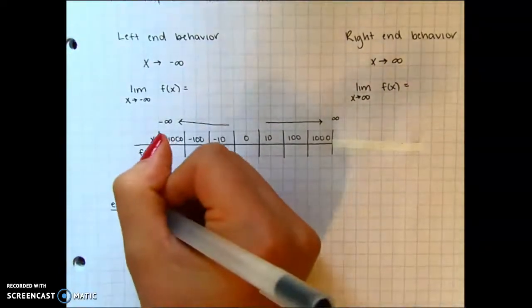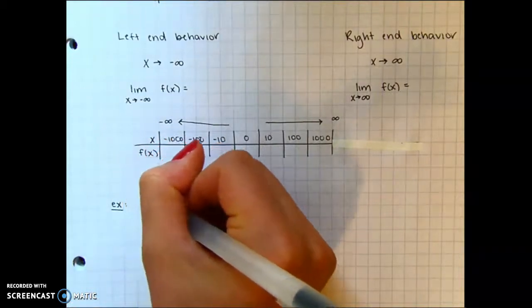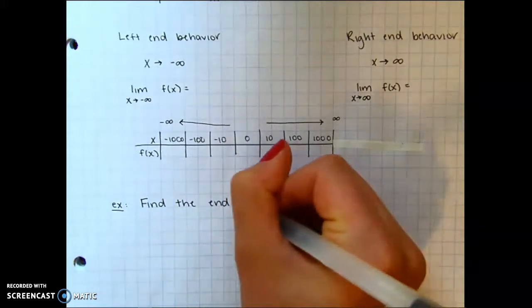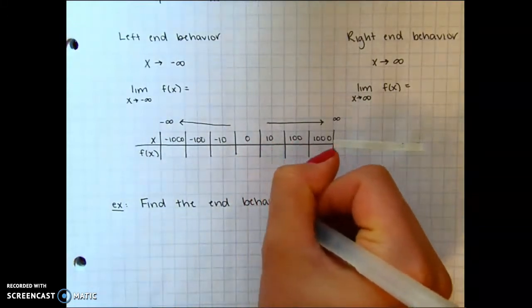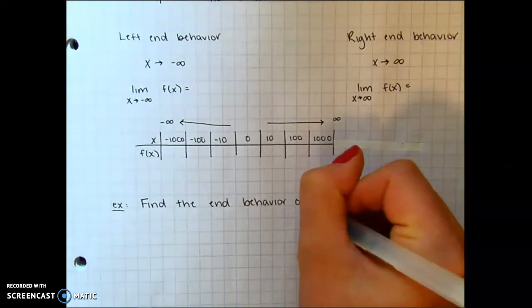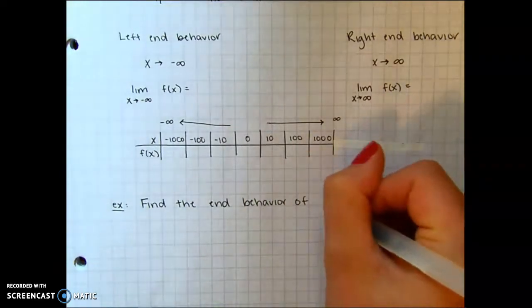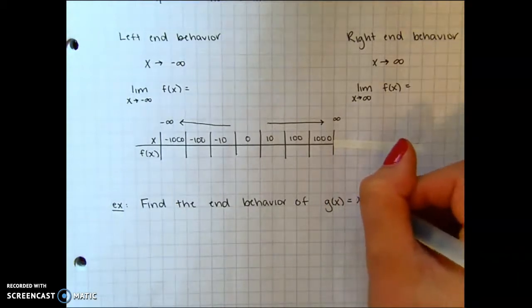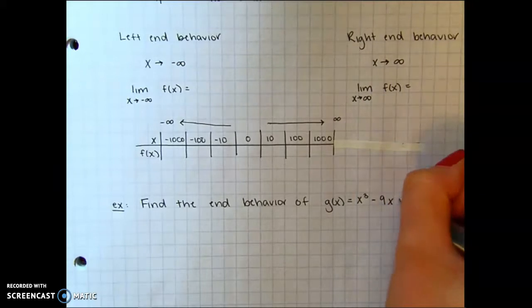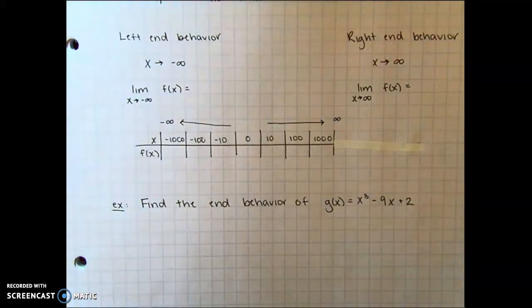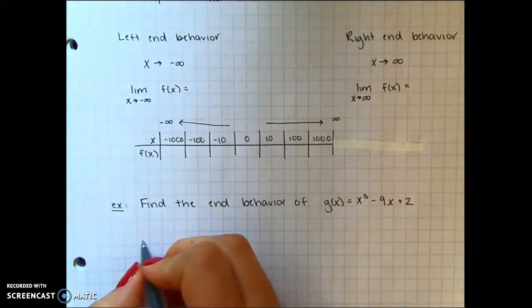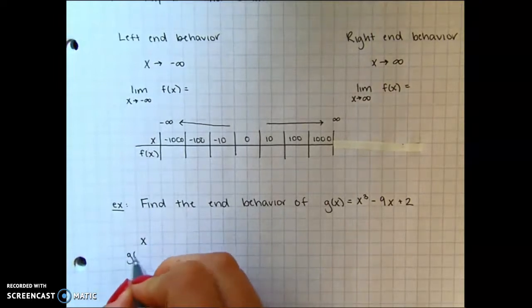So find the end behavior of g of x equals x cubed minus 9x plus 2. And we want you to be showing this algebraically. We basically want you to prove it using a table. So we're going to make a table, x and g of x.